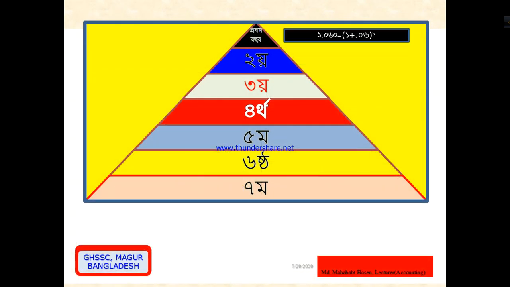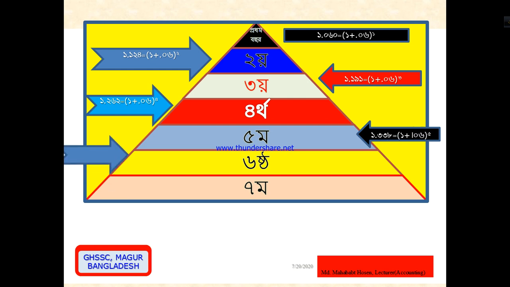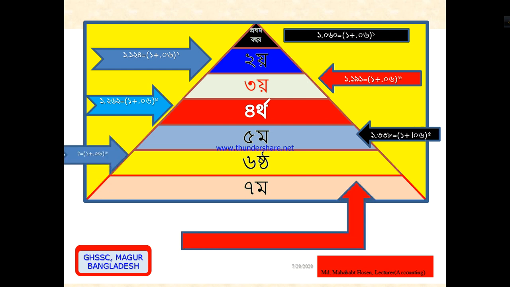Now look, for the first year at 6% interest rate, at the end of the 2 years, at the end of the 3rd year, at the end of 4 years, and the end of the 5th year, you may calculate by 1 plus 0.06 to the power 3. Then you will get the result.